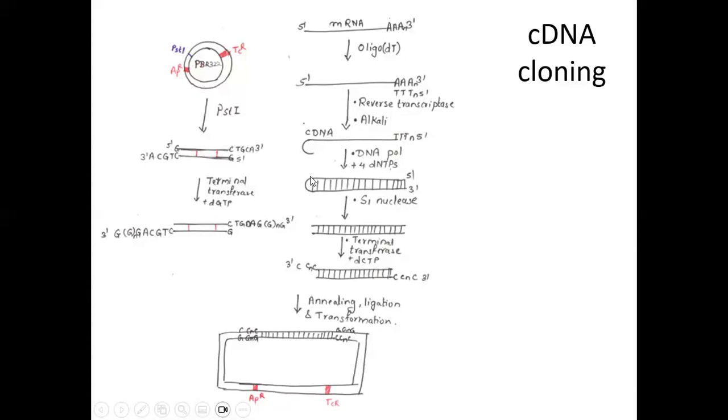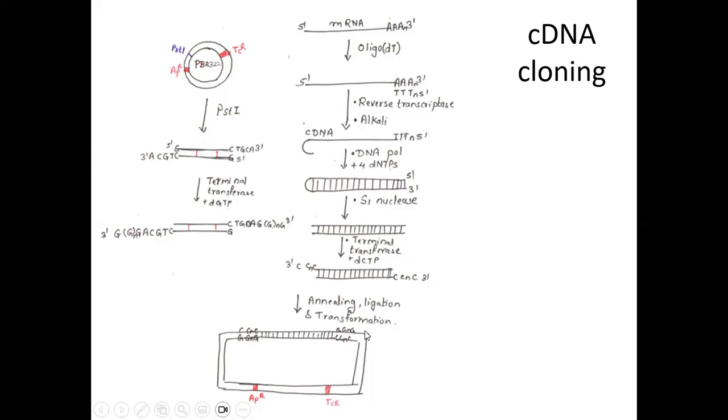However, at one end we have a few bases which are not base paired or which are single stranded. So we make use of the enzyme S1 nuclease, which specifically acts on and degrades single-stranded DNA molecules. This results in generation of the 3' and 5' ends on both ends of the insert molecule, the complementary DNA molecule. We can then make use of the enzyme terminal transferase, which will add cytosine residues on the insert molecule. Similarly, we digest our plasmid molecule, and after treatment with terminal transferase, we add complementary guanine nucleotides at the 3' ends of the vector molecule.